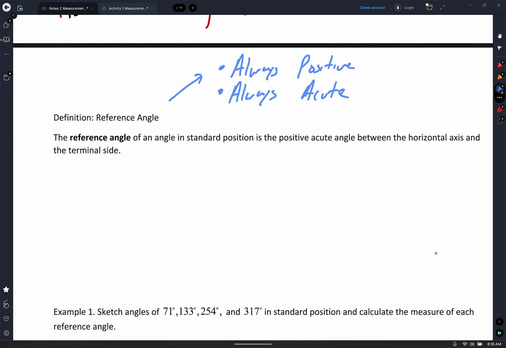Okay. So, what is my reference angle? It's always between the horizontal axis and the terminal side. That just means where it terminates, where my ray is at. Terminates. Where's the ray? That's all it means, so don't freak out, guys. So let's do a whole bunch of examples.